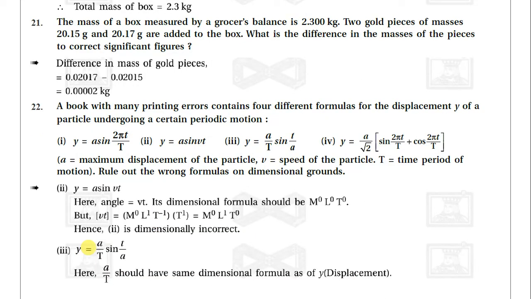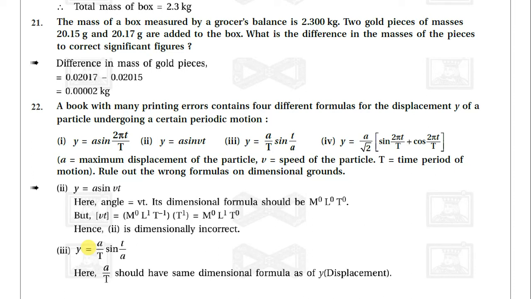A book with many printing errors contains four different formulas for the displacement y of a particle undergoing a certain periodic motion. First, y is equal to a sine 2 pi t upon T. Second, y is equal to a sine vt. Third, y is equal to a by T sine t upon a. And the fourth one is y is equal to a by root 2 times sine 2 pi by T plus cos 2 pi by T. Here a is the maximum displacement of the particle, v is the speed of the particle, and T is the time period of the motion.